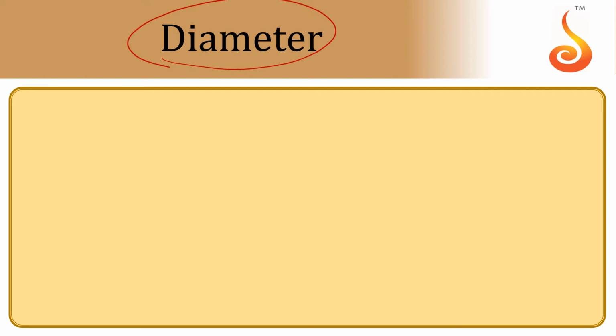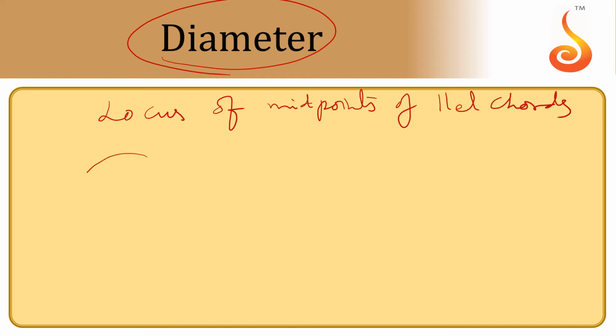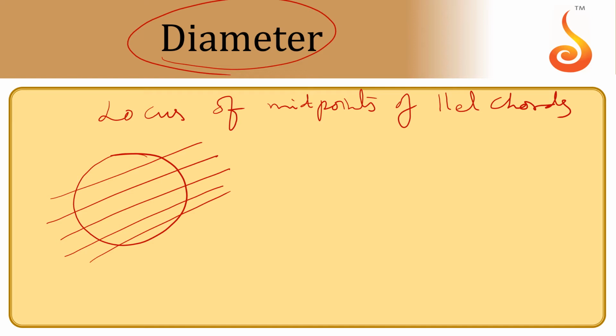Diameter. So why are we doing a special discussion on diameter? Actually, for any figure, the diameter is the locus of midpoints of parallel chords. Suppose for a circle you take a set of parallel chords. Take the midpoints of those chords. The locus of that is called the diameter. So that is the definition of diameter.